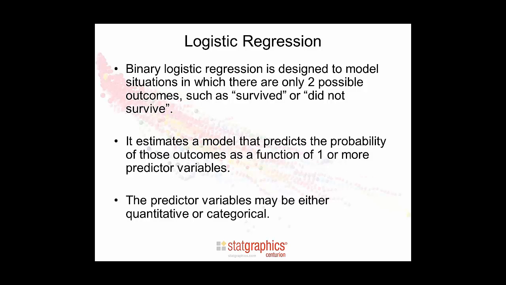Now, when you build a logistic regression, the predictor variables may be either quantitative or categorical. They can be quantitative, such as age, if we know your age, or they can be categorical, such as sex, male versus female.